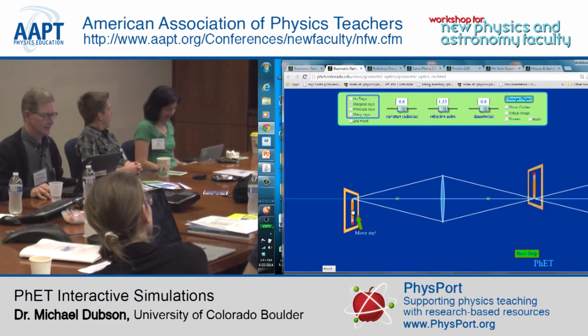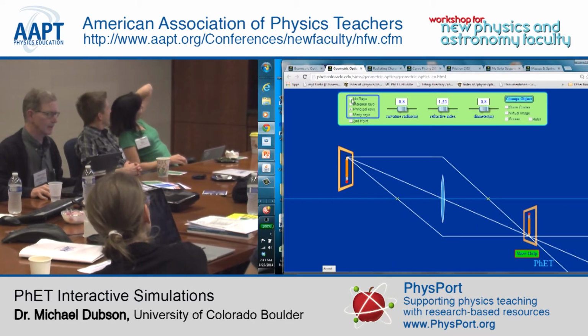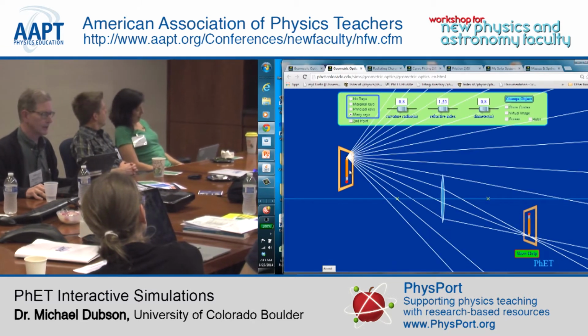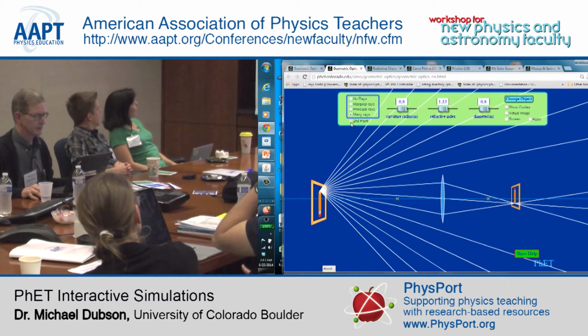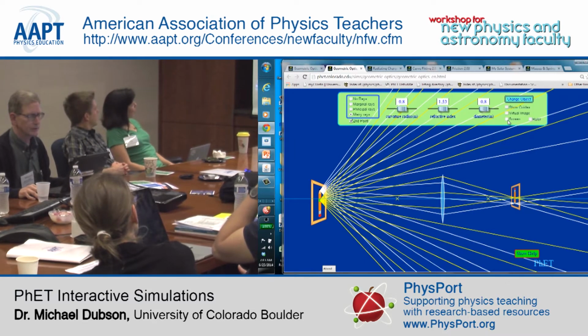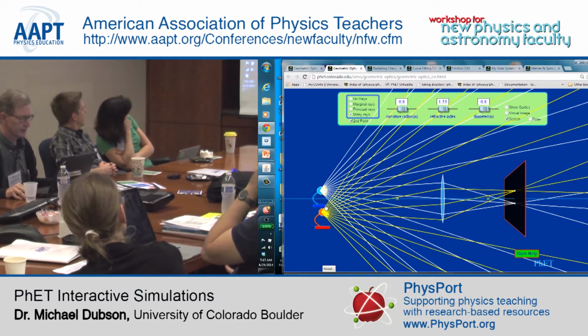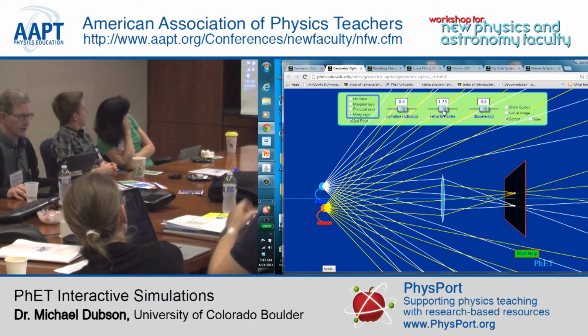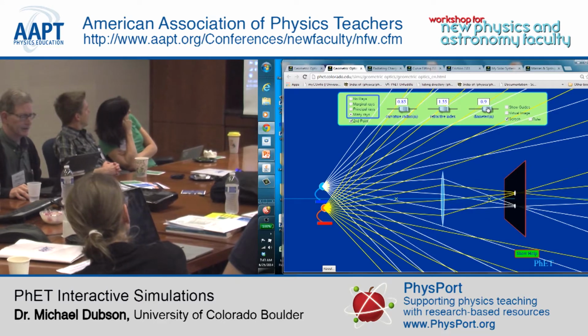Let's see. So we've got just a simple one lens, couple of sources here. Let's show the screen here. So I've got up to 2 light sources here. I can change the refractive index or the curvature or the diameter of the lens.